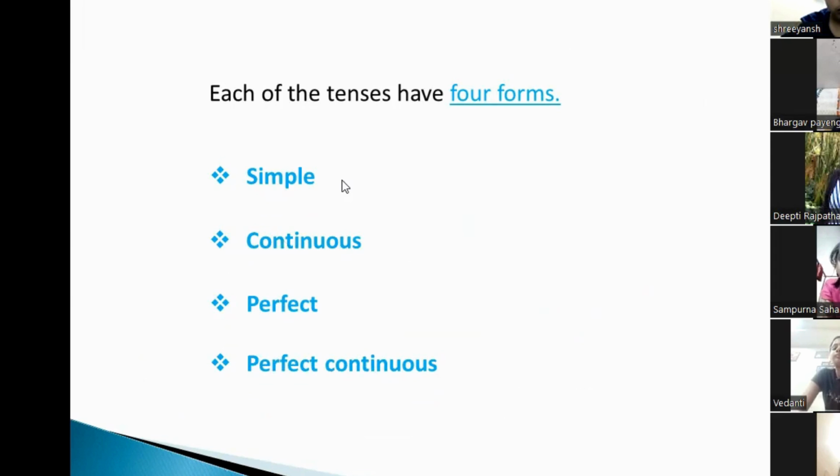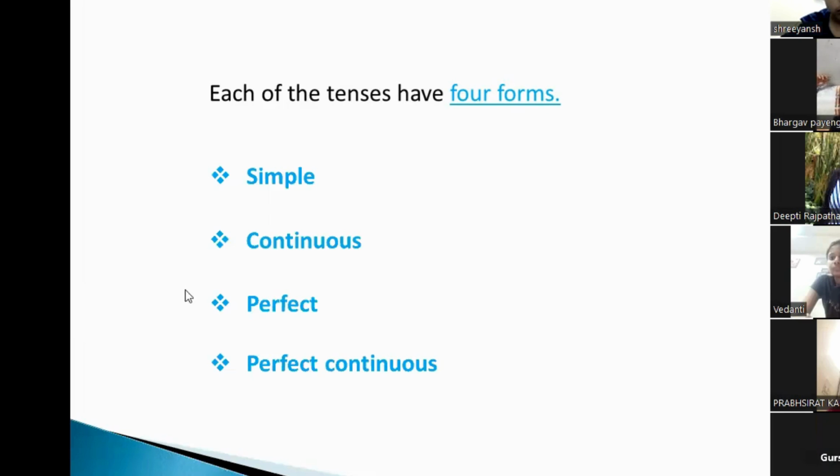Likewise, if you consider the present tense, in present tense also you are going to have four subtypes: simple present tense, present continuous tense, present perfect tense, and present perfect continuous tense. And for the future tense, you're going to have simple future tense, future continuous tense, future perfect tense, and future perfect continuous tense. Understood everyone? Yes? Yes, ma'am.